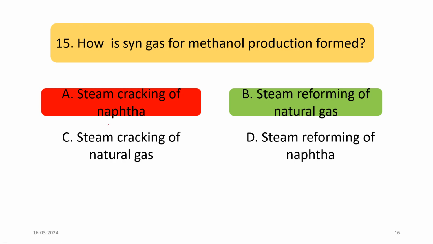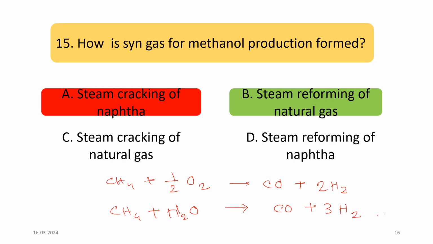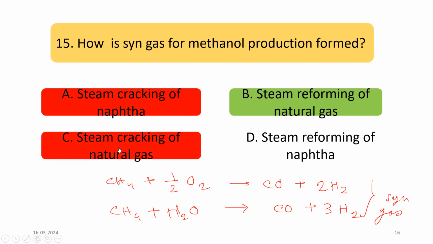So, steam reforming of natural gas means methane. First, the combustion reaction happens. It produces syngas, CO plus 2H2. Then again, the CH4 reacts with the steam in the reformer section, which is called steam reforming, and produces CO plus 3H2. So both are syngas, right? So steam reforming of natural gas is the right answer, not steam cracking of natural gas. Okay, you have to be very careful with these terms.